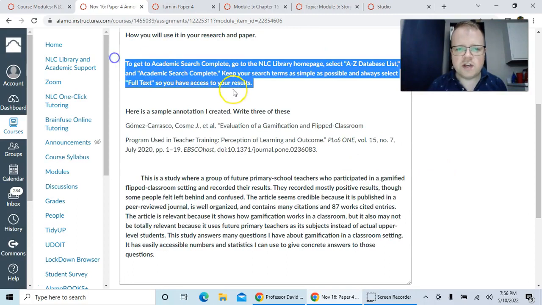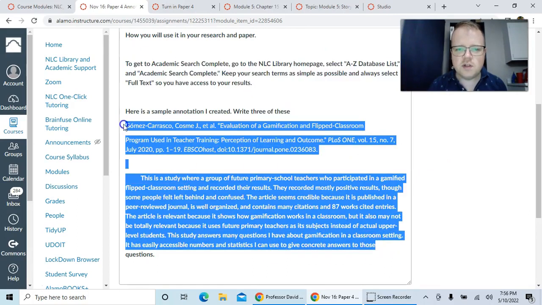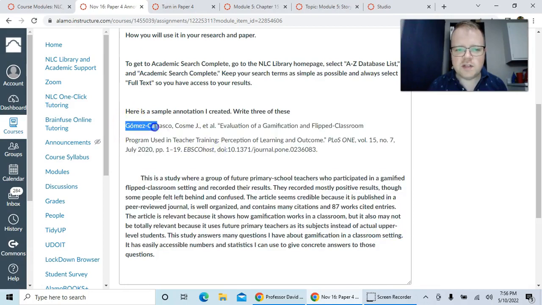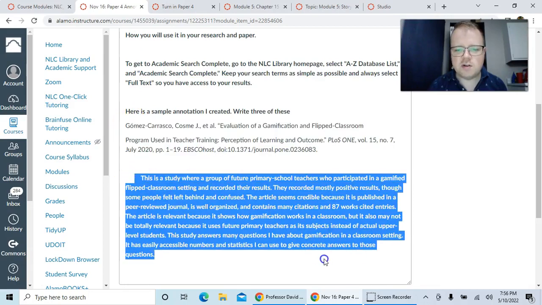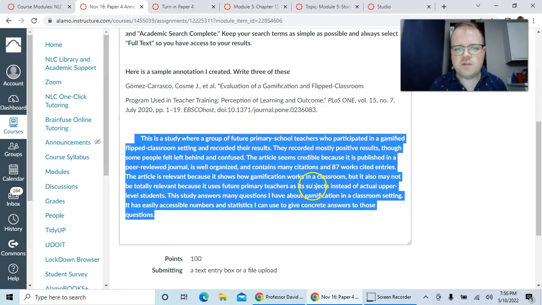So this is how to get to Academic Search Complete, and this is a sample one that you can read over. So this is my citation up here, and then down here is those three parts like before. You're going to do 3 of these altogether.